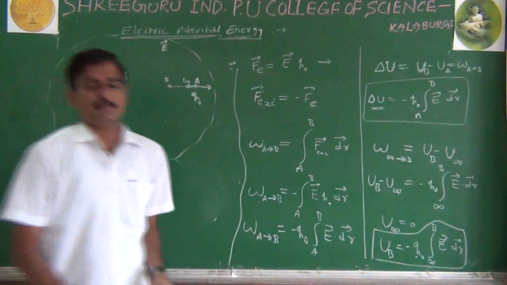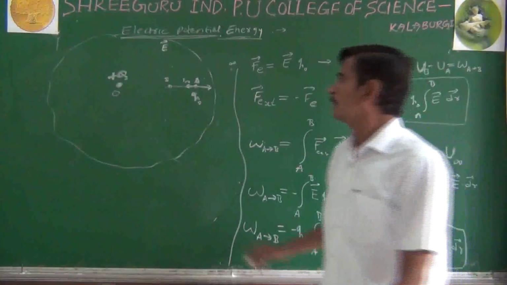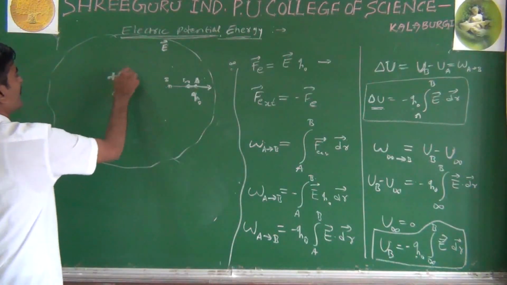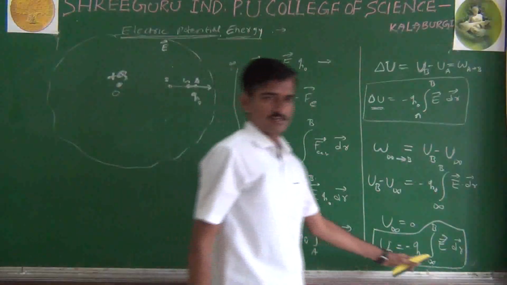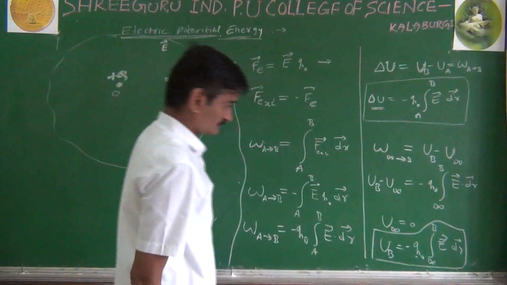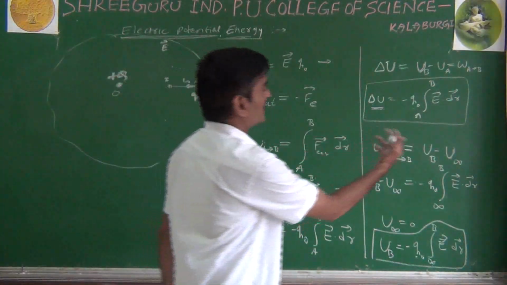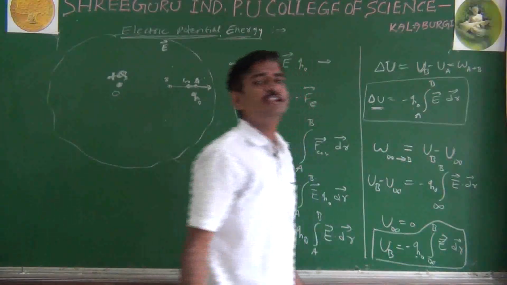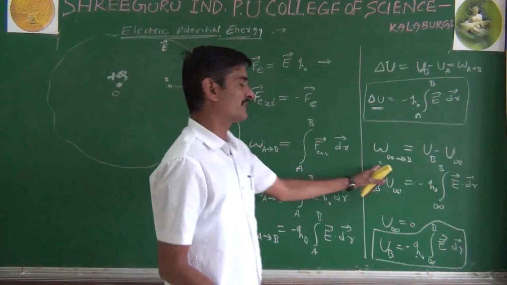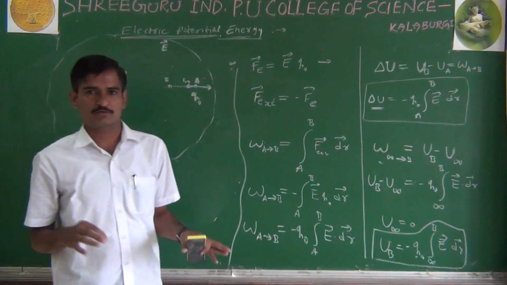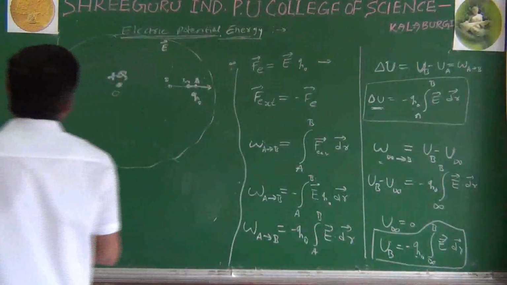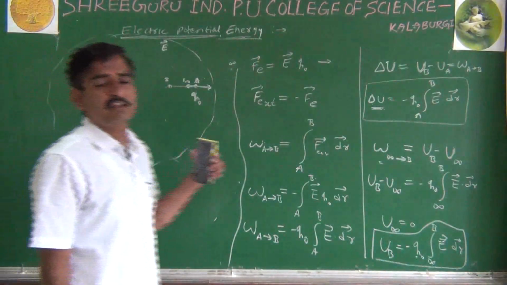Now we want a quantity which depends only on the electric field, or only on the source charge, not on the test charge. Then we define another quantity: the electrostatic potential energy per unit charge, or the work done in moving the test charge per unit charge. That concept we call electric potential.